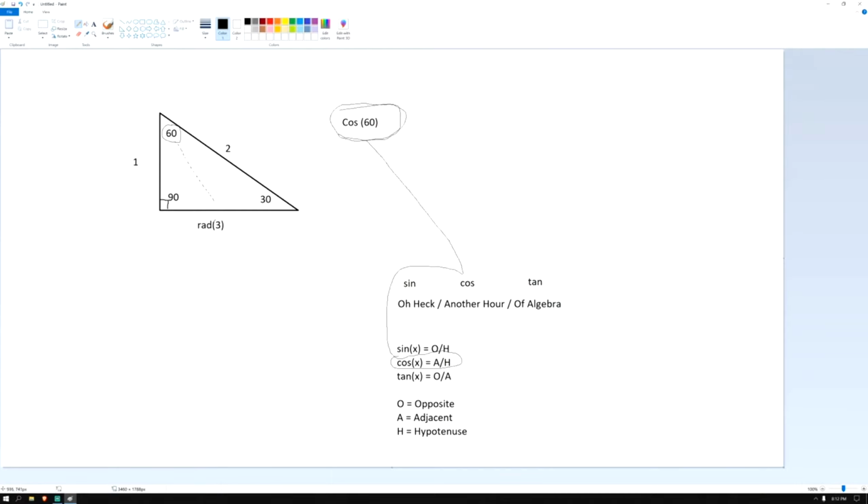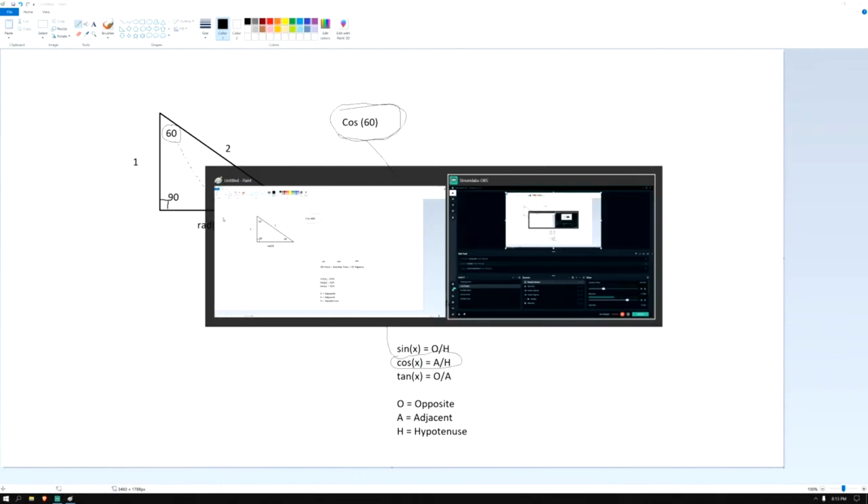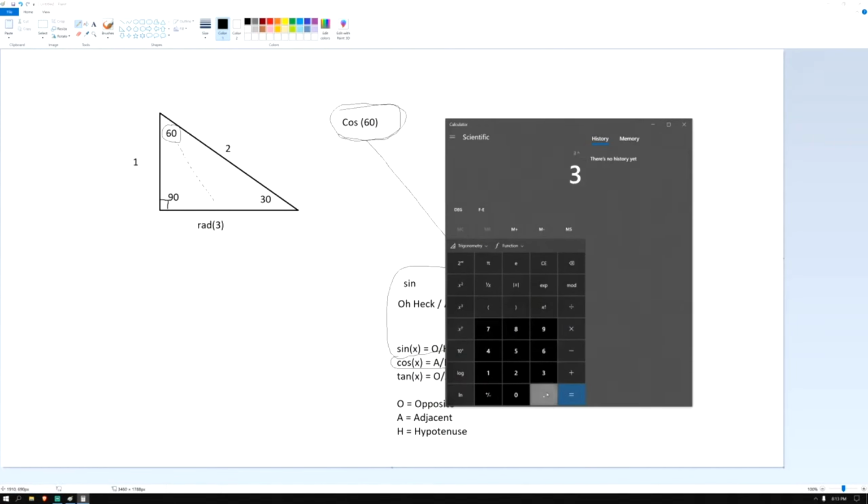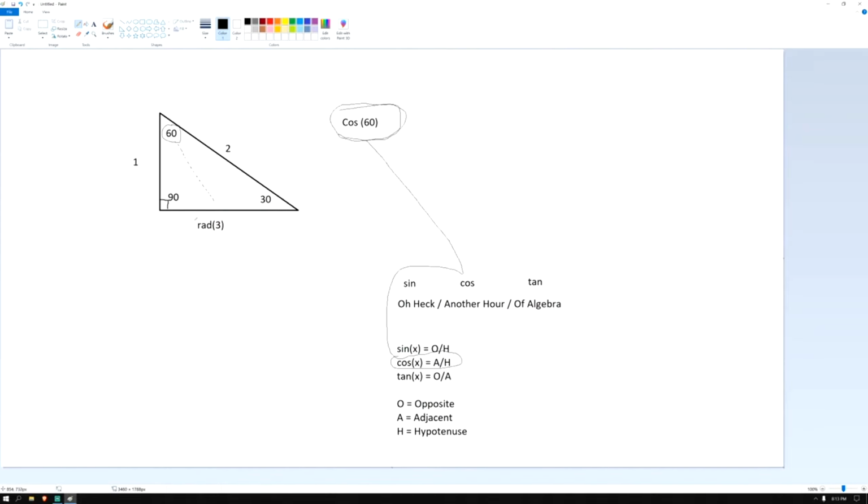Our hypotenuse is always the side that is opposite the 90. This is the hypotenuse. Also, the hypotenuse is always the longest side. So 2 is bigger than 1, and 2 is bigger than radical 3, which is 1.73. So this one's always the biggest. This one right here is opposite, this one right here is hypotenuse. That means this one's adjacent, and notice that it's next to the angle. It's not the hypotenuse.